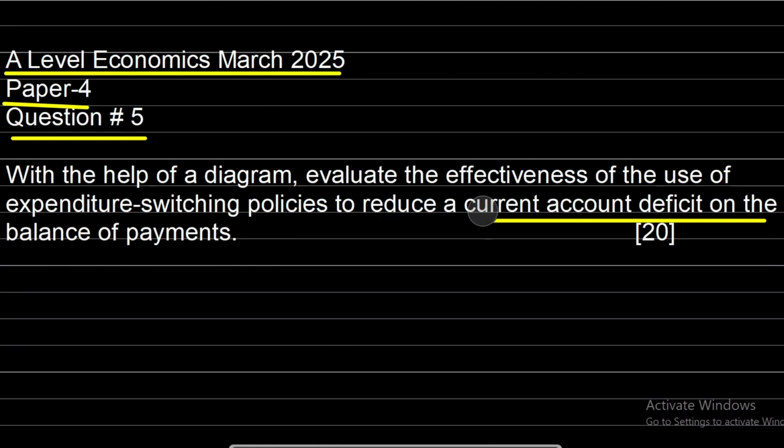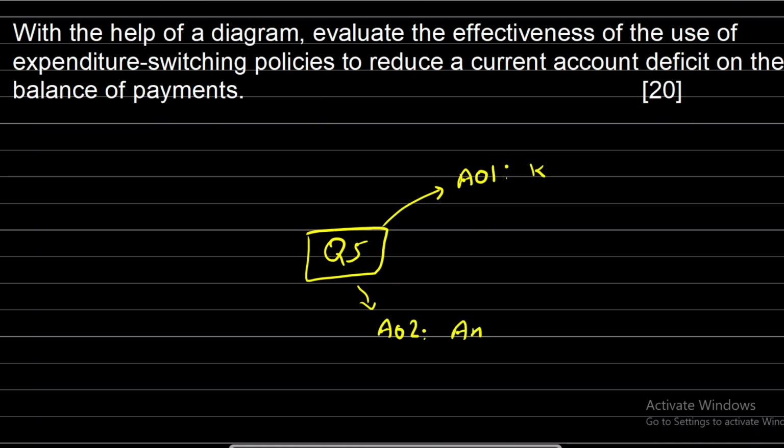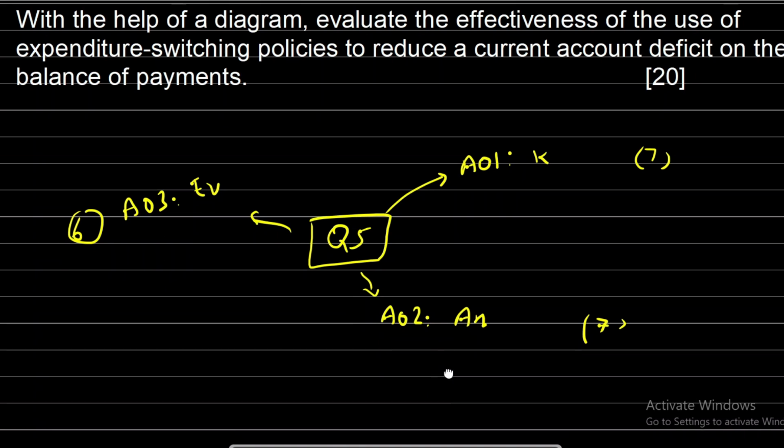First of all, you have to cater for the 3 assessment objectives. You can mind map the answer first, then start writing. Assessment objective 1 is knowledge and understanding, assessment objective 2 is analysis, and the third assessment objective is evaluation. Evaluation carries 6 marks, and assessment objective 1 and 2 collectively carry 14 marks, or you can divide them into 7 marks and 7 marks. This is how you can mind map your answer.